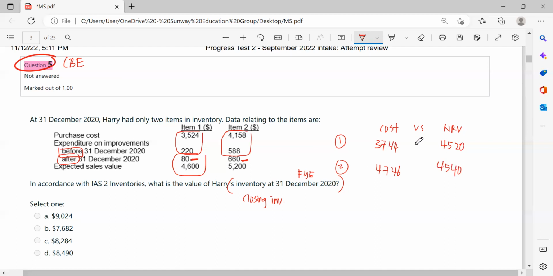By comparing cost and NRV for each item, for item 1 we will take cost, which is lower, and for item 2 we will take NRV, which is lower. So when you add both of them together, the total closing inventory value should be 8284. This is the correct answer.